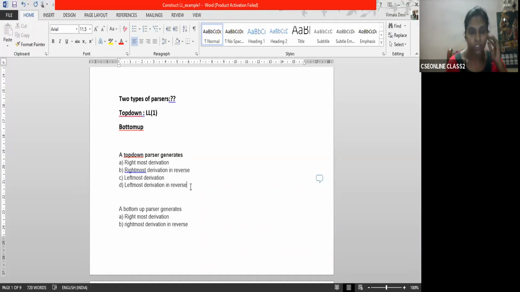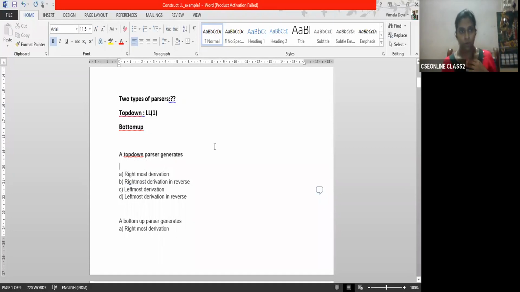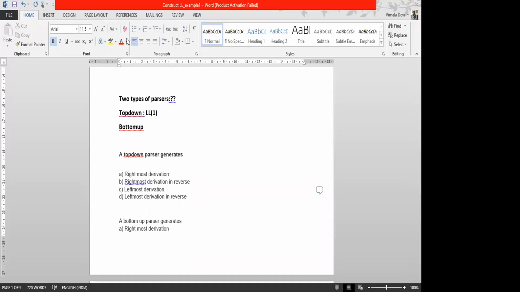How does the top-down parser generate a parse tree? I told you to remember this point also. Can anyone answer in the chat box? Yes, a top-down parser generates leftmost derivation. I hope you all know what leftmost derivation is. Leftmost derivation is nothing but deriving the string, every time replacing the leftmost variable, from the start symbol of the grammar. So a top-down parser generates leftmost derivation.